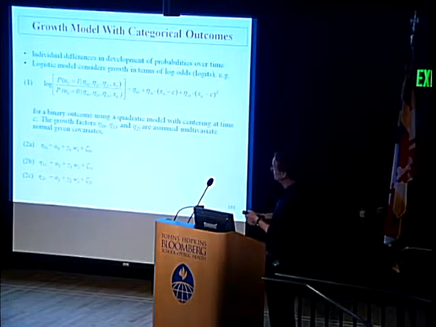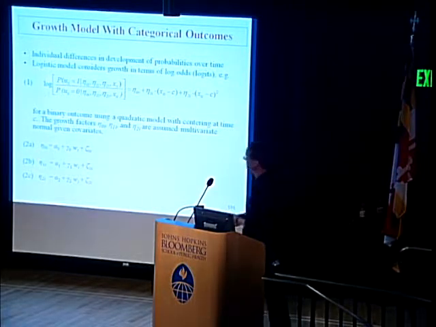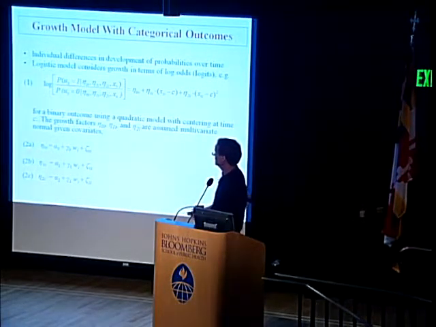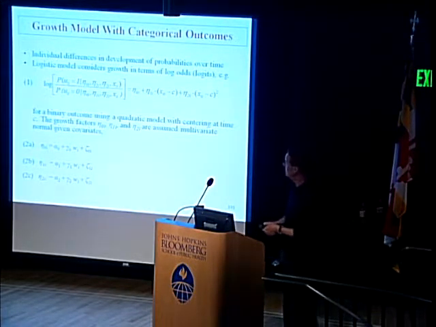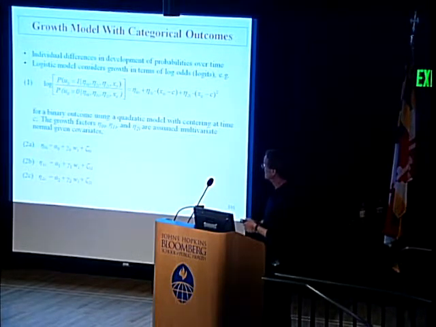So anyway, this is for a binary outcome using a quadratic model with centering at time c, centering here because we subtract c from the time scores x in both the linear and the quadratic term. And note here that x has t and i as subscripts, so we are allowing for individual differences of observations in the timing and the ages.